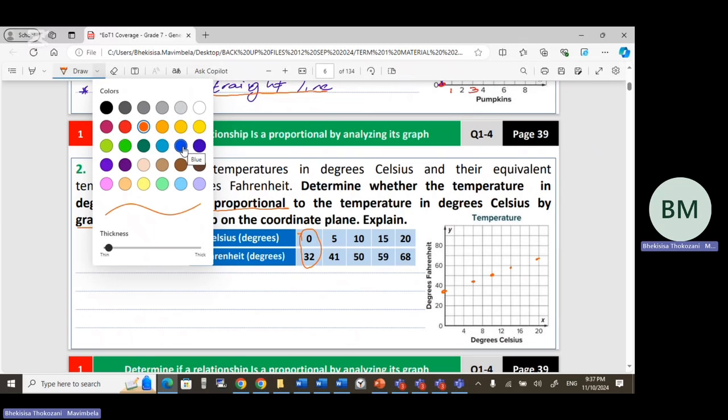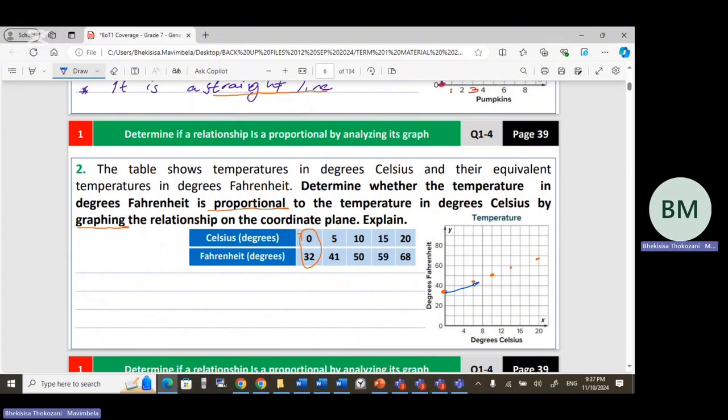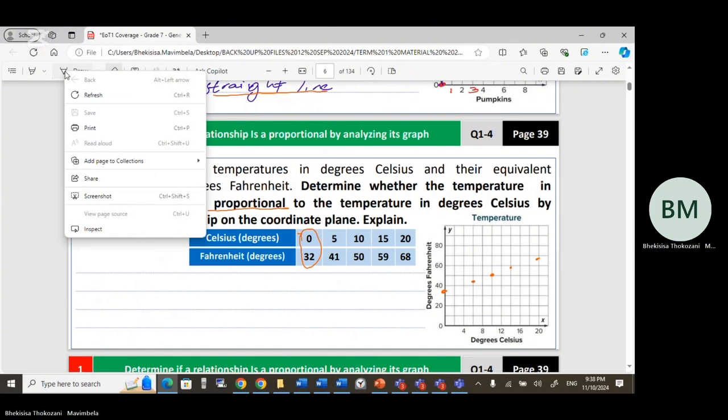Let's use a different color. So you're going to join this. I'm trying to draw a straight line, guys. Please bear with me. Sometimes it's not working, I don't know why. Okay, it worked.